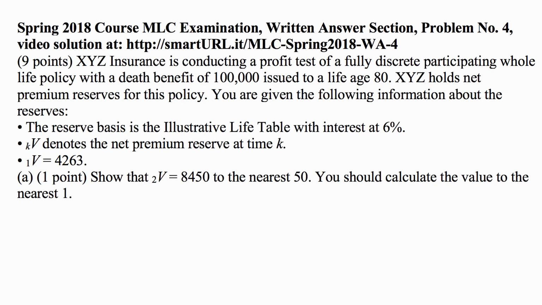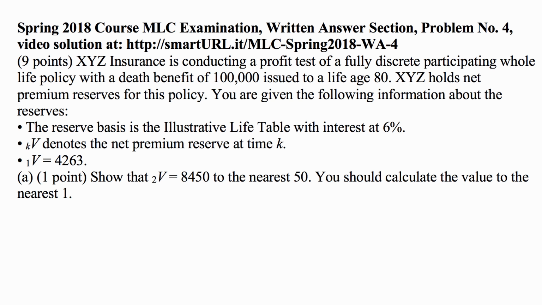This is problem number 4 from the last exam MLC written answer section and an exercise for exam LTAM for July 12, 2018. XYZ Insurance is conducting a profit test of a fully discrete participating whole life policy with a death benefit of $100,000 issued to a life age 80. XYZ holds net premium reserves for this policy. You are given the following information about the reserves. The reserve basis is the illustrative life table with interest at 6%. KV denotes the net premium reserve at time K. 1V equals 4263.